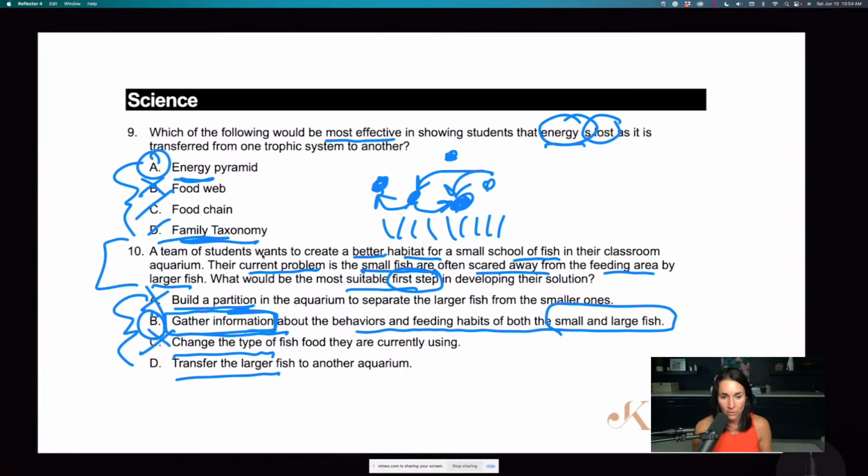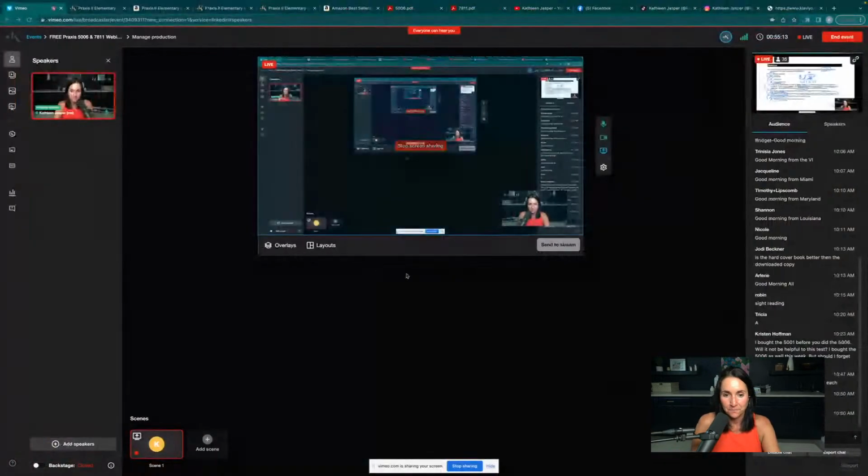Transfer the larger fish to another aquarium. I mean, it probably would work pretty well. Just take the larger fish out and put it in a different aquarium. But this is trying to show students how to solve a problem with research. And so D is out, making B the correct answer there, gathering that information and making decisions based on that.